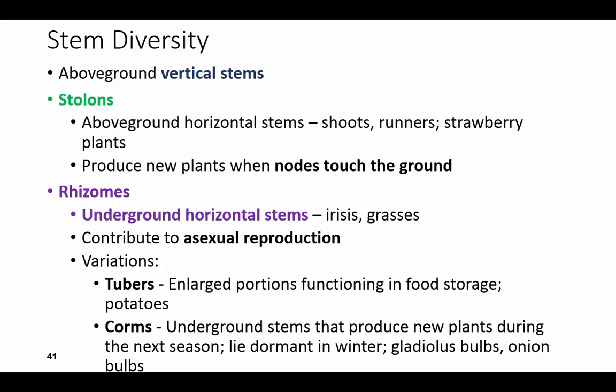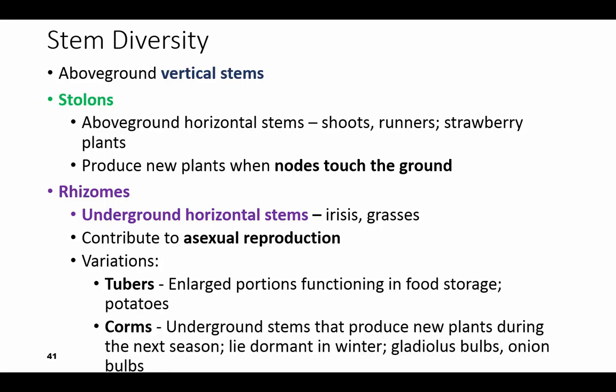Rhizomes are underground horizontal stems, and this you'd find in your irises and your grasses, and they contribute to asexual reproduction. The variations of that would be your tubers that are large, and they are for food storage like potatoes, and your corms. This would be the bulbs, which are underground stems, and they make new plants each season.